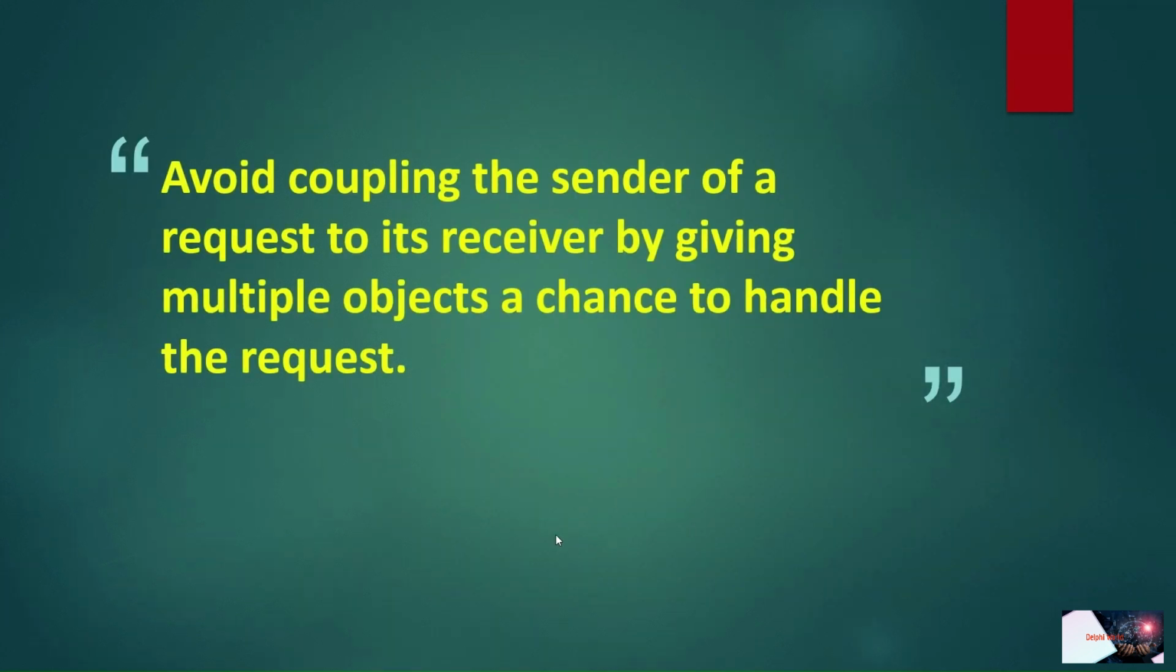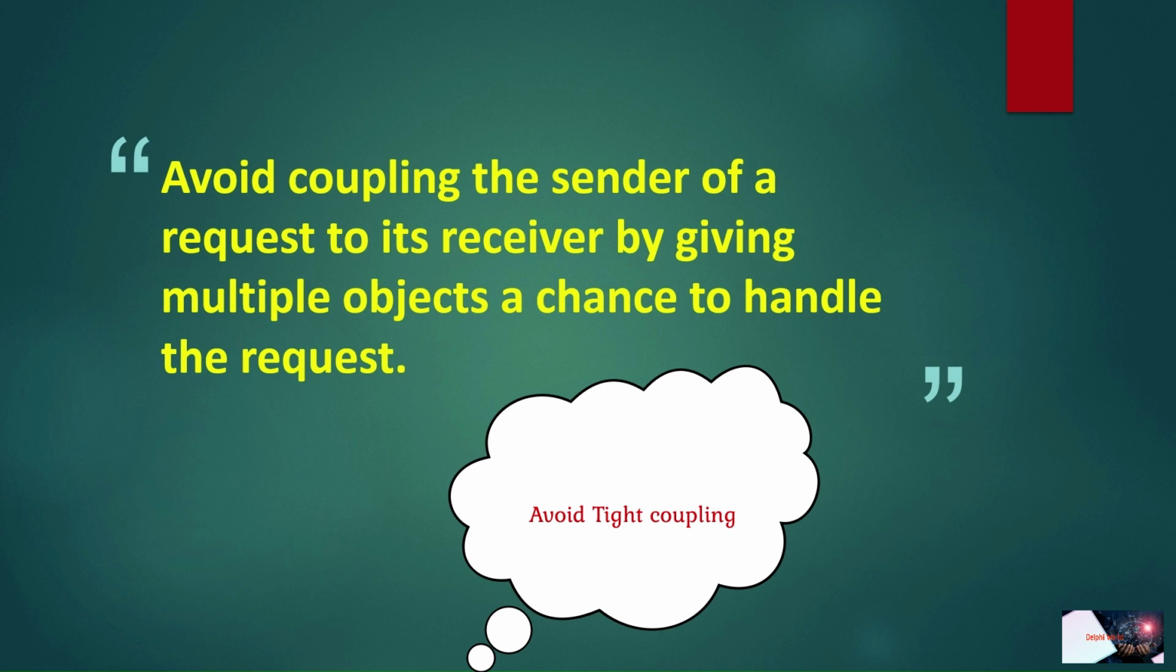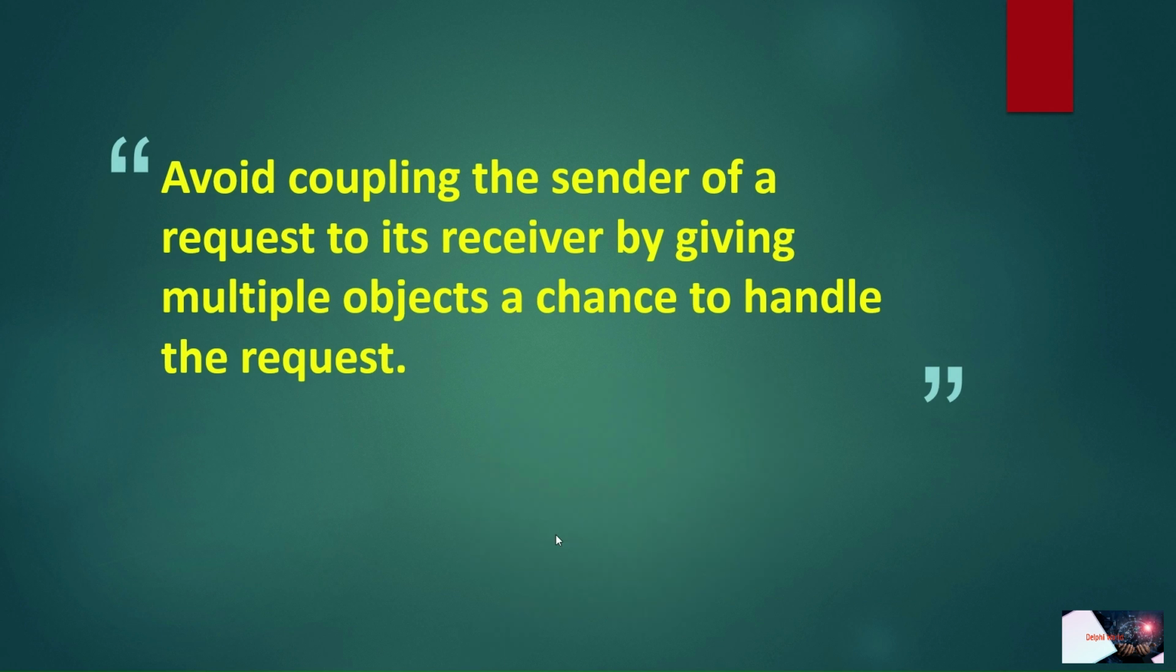What is the definition of chain of responsibility? Avoid coupling the sender of the request to its receiver by giving multiple objects a chance to handle the request. So the first thing is we are avoiding coupling the sender of the request to a particular receiver, because any of the receivers can receive and handle the request.